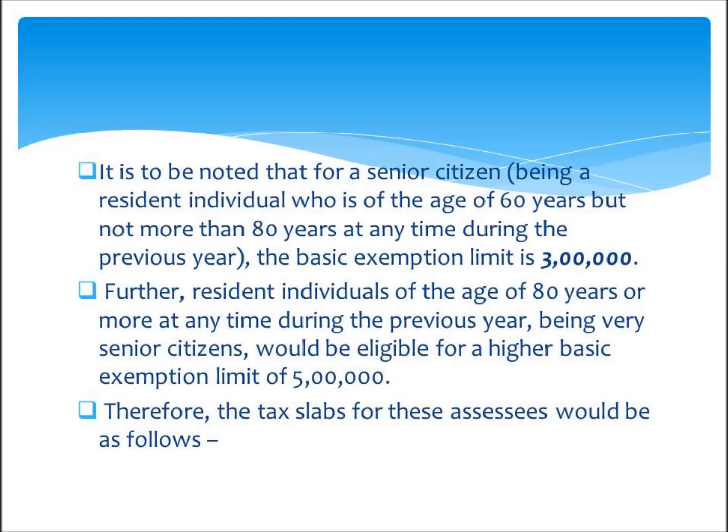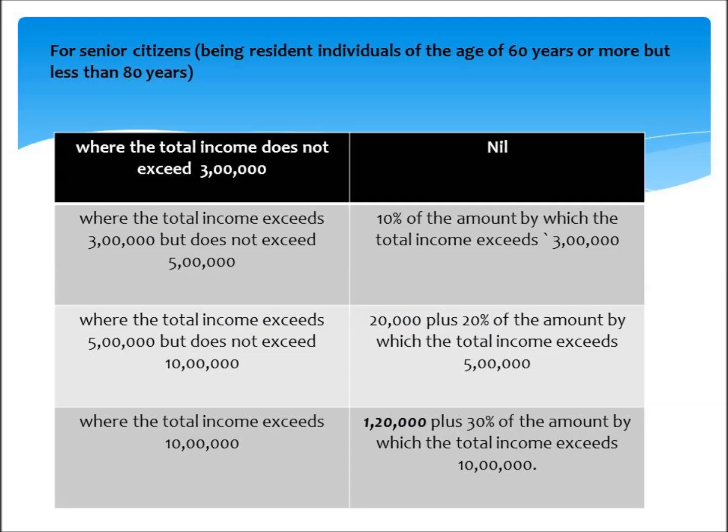For individuals below 60 years, it was 2,50,000, and for individuals above 60 years, it is 3 lakh. Further, resident individuals of the age of 80 years or more at any time during the previous year being very senior citizens would be eligible for a higher basic exemption limit of 5 lakhs. Now, for senior citizens falling under the range of 60 to 80 years, the basic exemption limit is increased from 2,50,000 to 3 lakh, and for very senior citizens, that is individuals of 80 years and more, the basic exemption limit is further increased to rupees 5 lakhs. Therefore, the tax slabs for these senior citizens would be as follows.